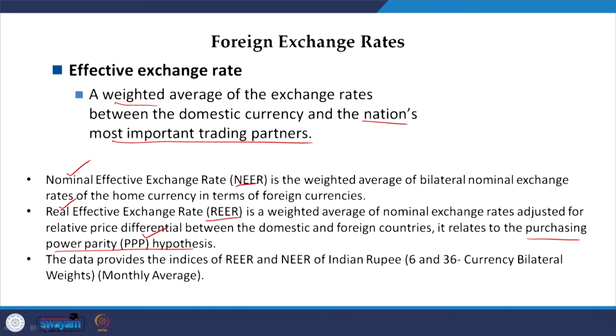The data provides the indices of REER and NEER of the Indian rupee, with 6 to 36 currency bilateral weights, monthly average, which I am going to show here. Here is the data I was just trying to explain, in terms of trends in the nominal and real effective exchange rate of the rupee.